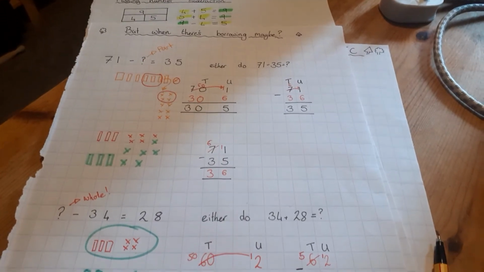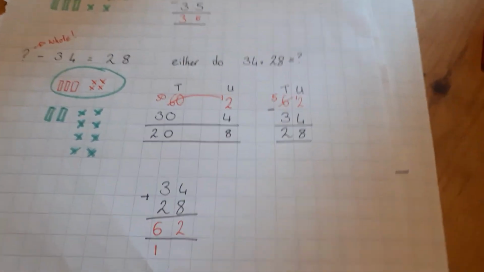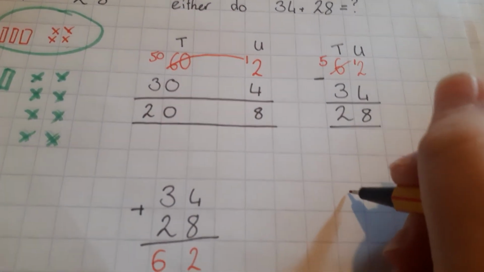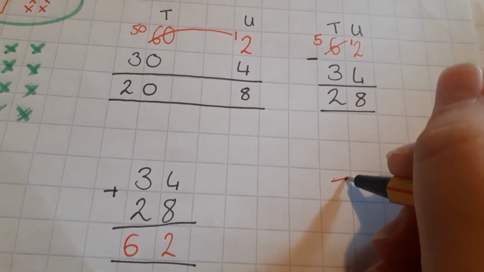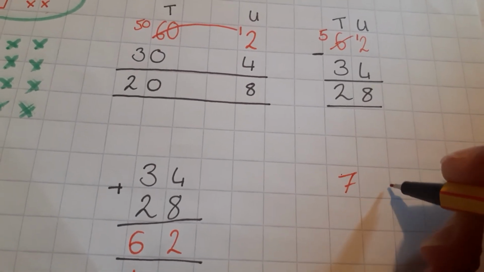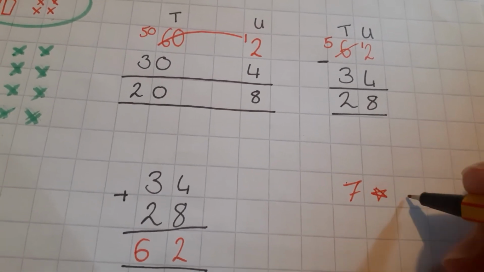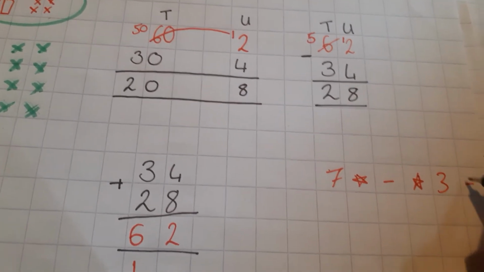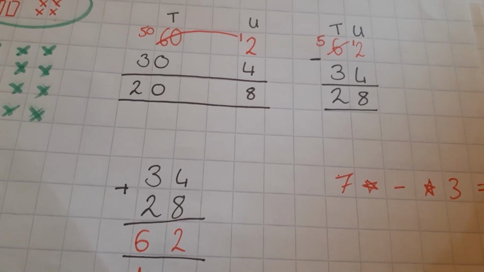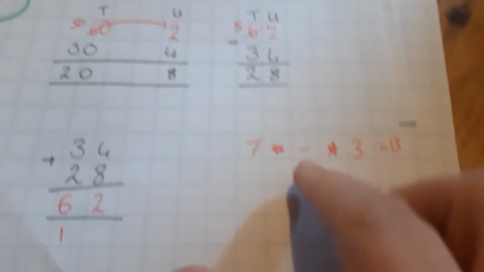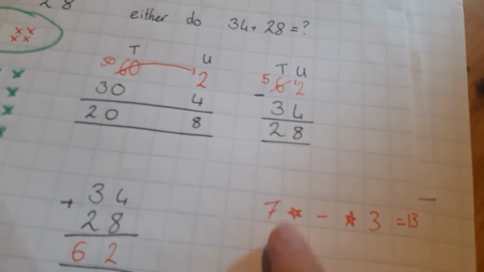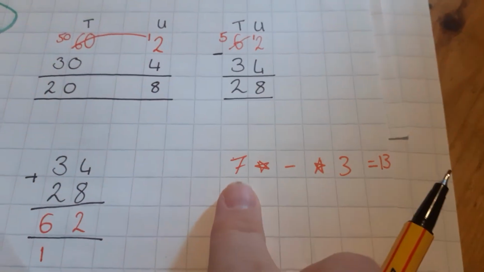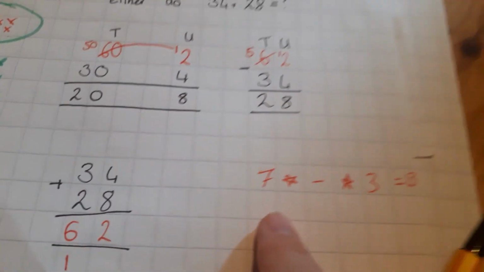Now, you can have all kinds of strange mixy-uppy ones where you're missing, let's go, 70-something take away something 3 equals 13 or something like that, where there's a missing bit in one tens and a missing bit in the other units. I'd set it out just the same and have a go and see if you can work it out.